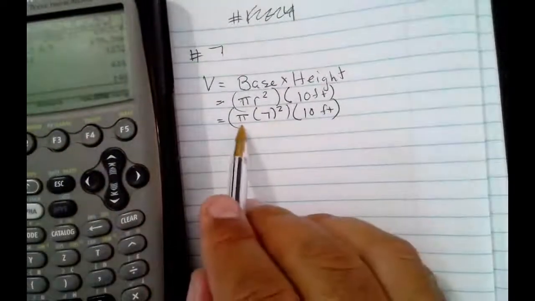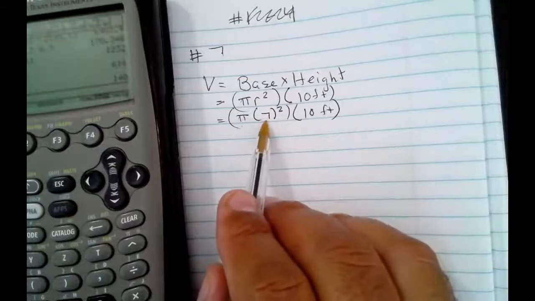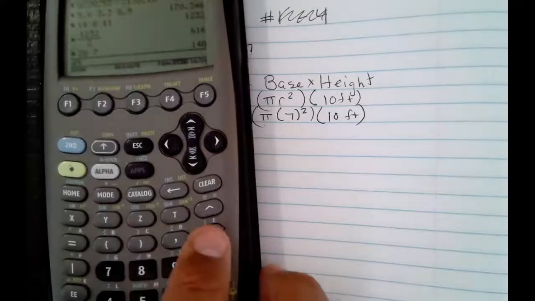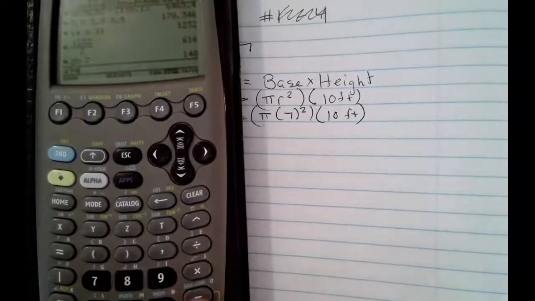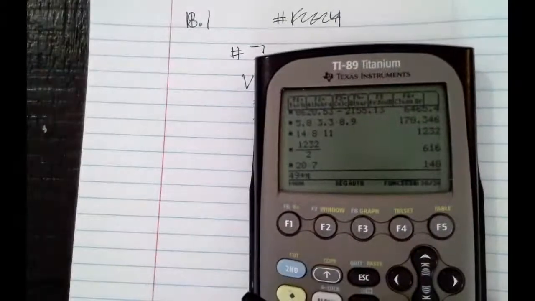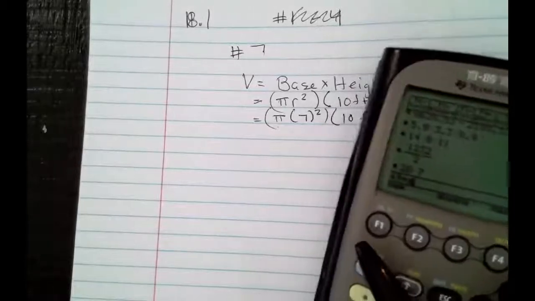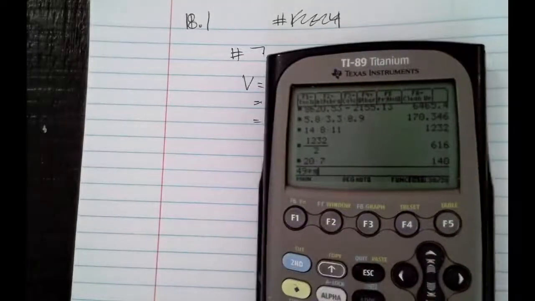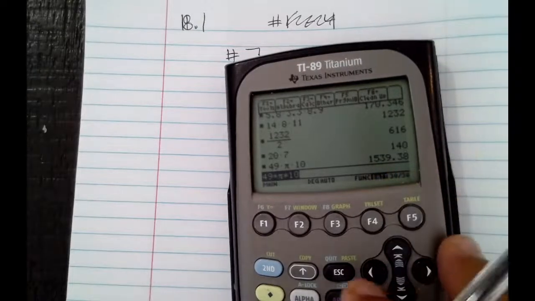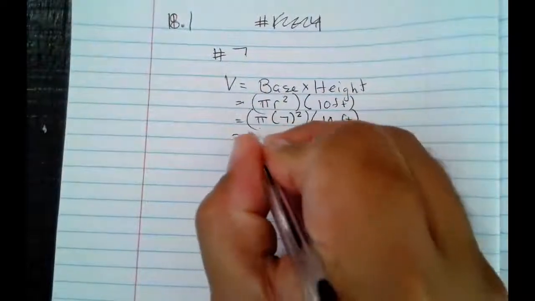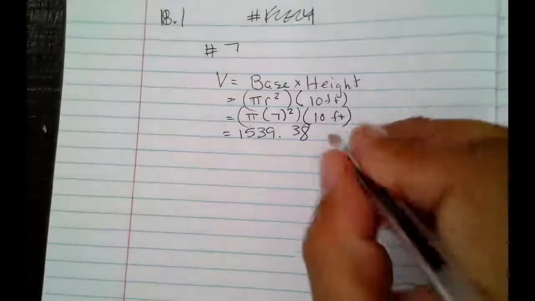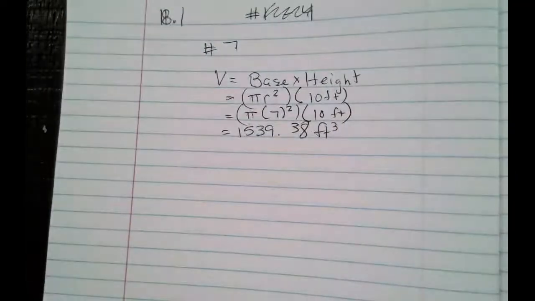Remember, if you use pi, you have a more precise answer. So 7 squared gives you what? 49, times pi, which is over here, second pi. And then we multiply that by 10 at the end. Times 10. And we get 1,539.38. And of course, this is going to be in cubic feet at the end.